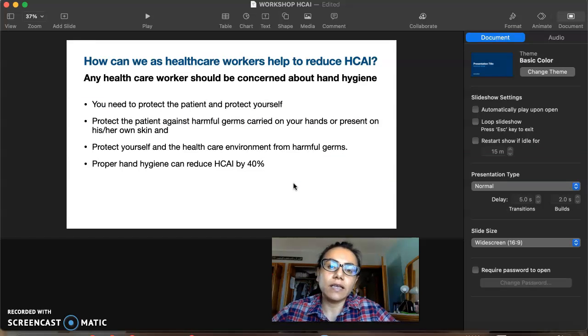How can we as healthcare providers or workers help to reduce these infections? We know that any healthcare worker should be concerned about hand hygiene. So you need to protect the patients and protect yourself. Protect the patient against harmful germs carried on your hands or present on his or her own skin, and protect yourself and the healthcare environment from harmful germs. Proper hand hygiene can reduce infections by 40%.